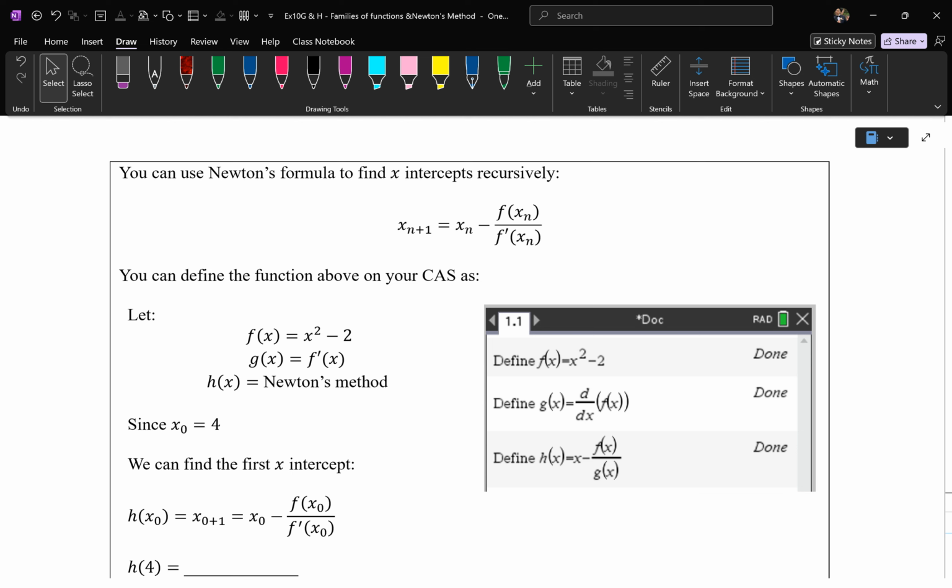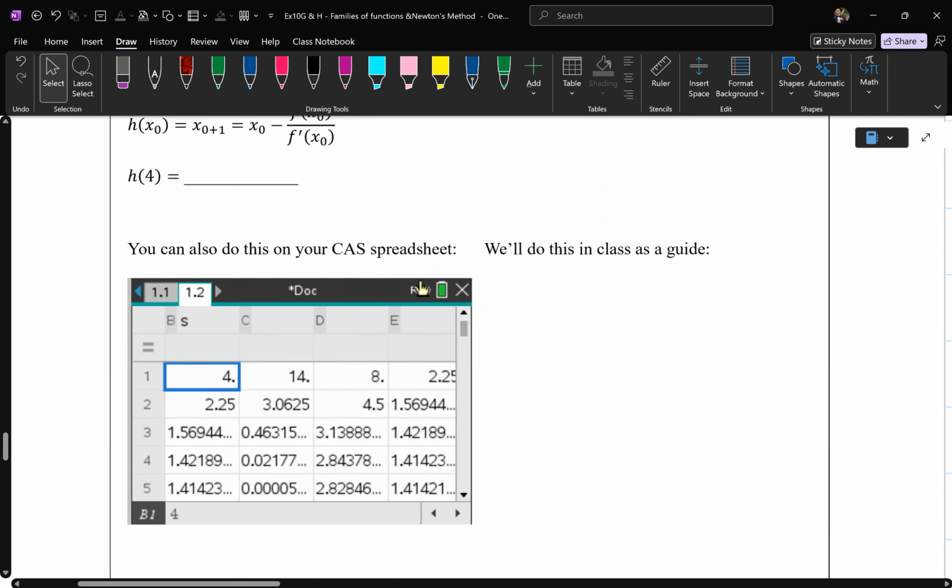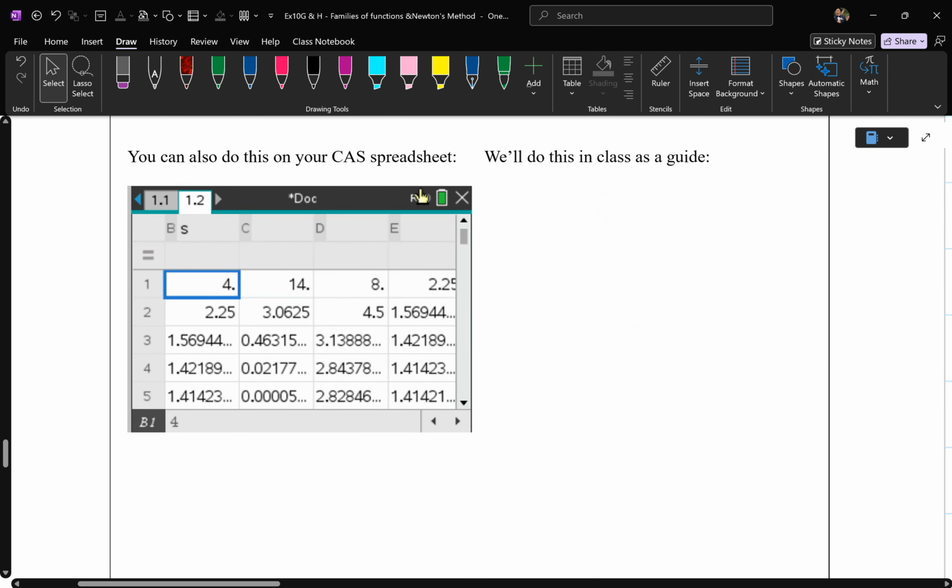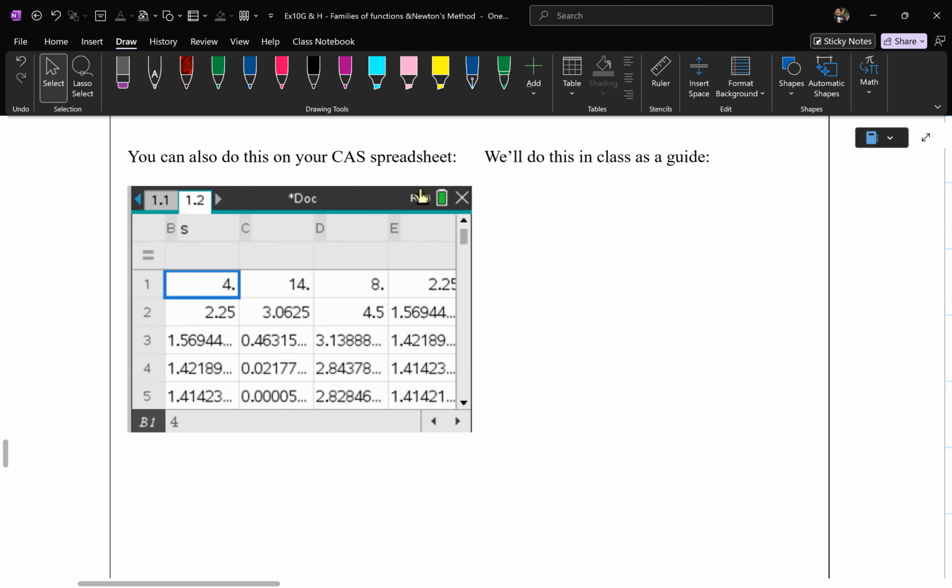If you don't know how to do Newton's method iteratively on your CAS, on the back you can follow the instructions there, and it guides you on how to make a spreadsheet. So I made a spreadsheet just to get there. I'm mindful of time. You guys have about 27 minutes left. I'm going to leave that to you. So today's two things: family of curves and Newton's method.